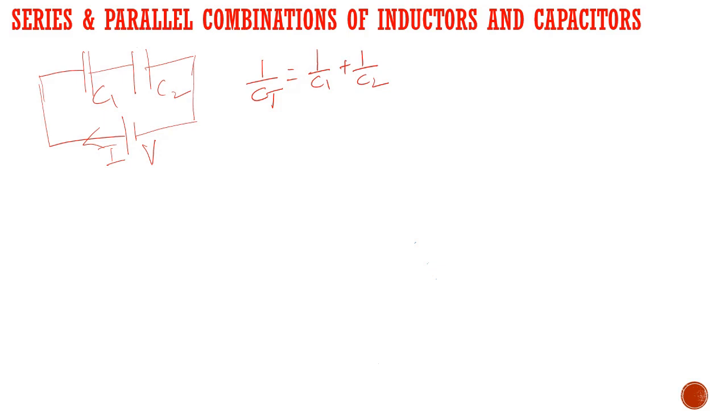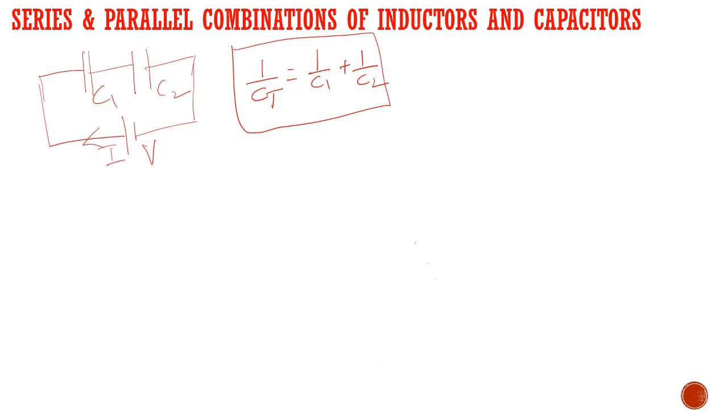As I said, resistor and inductor are the same kind of elements, but the capacitor is completely opposite to it. So that's why we are getting this formula here. If you want the derivation, you can go through the textbooks, but I am not interested in deriving it here. So this is the formula: 1 by CT is equal to 1 by C1 plus 1 by C2.